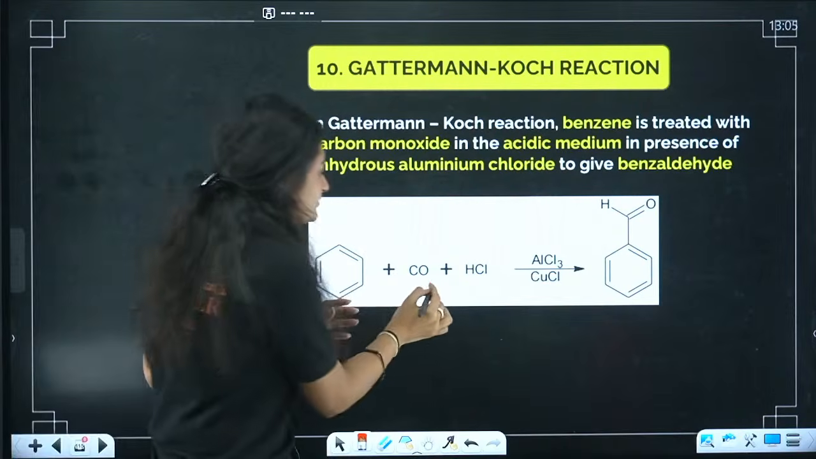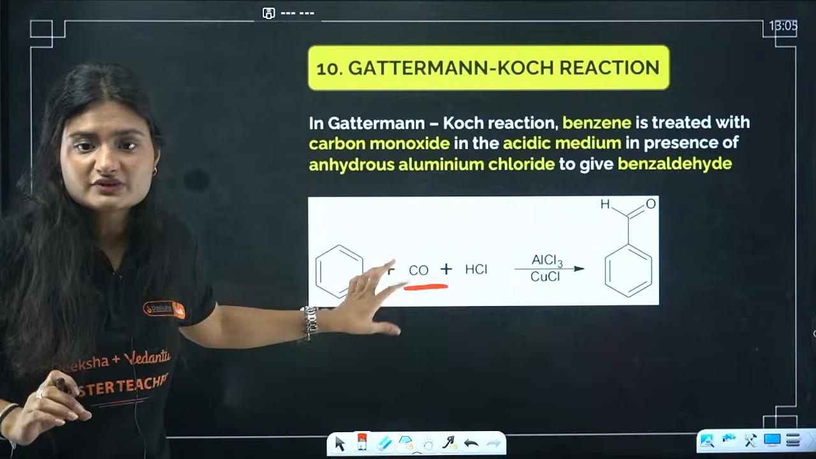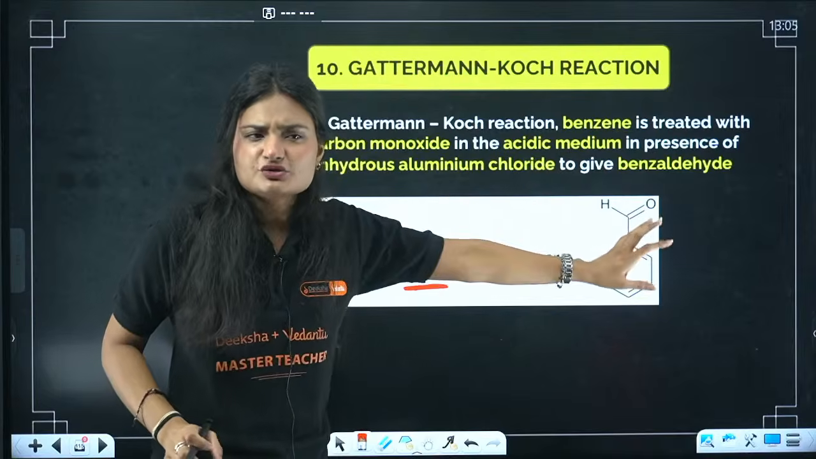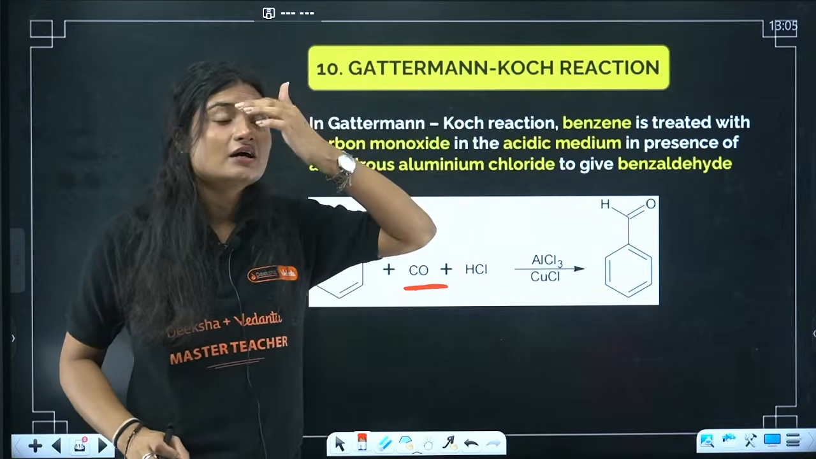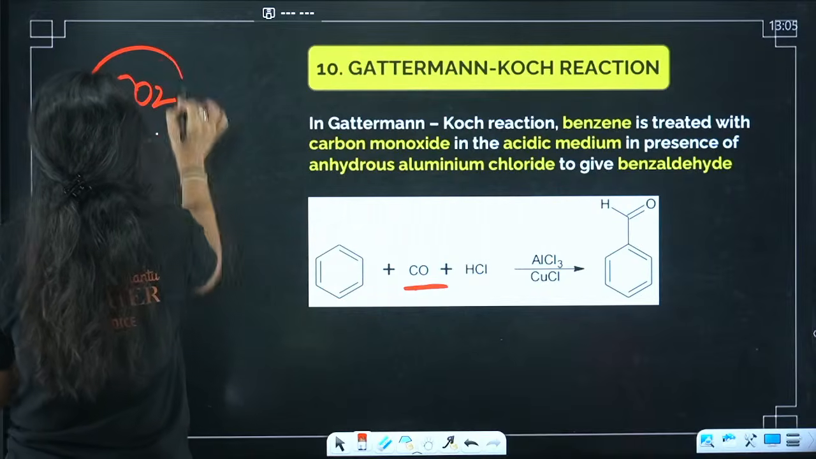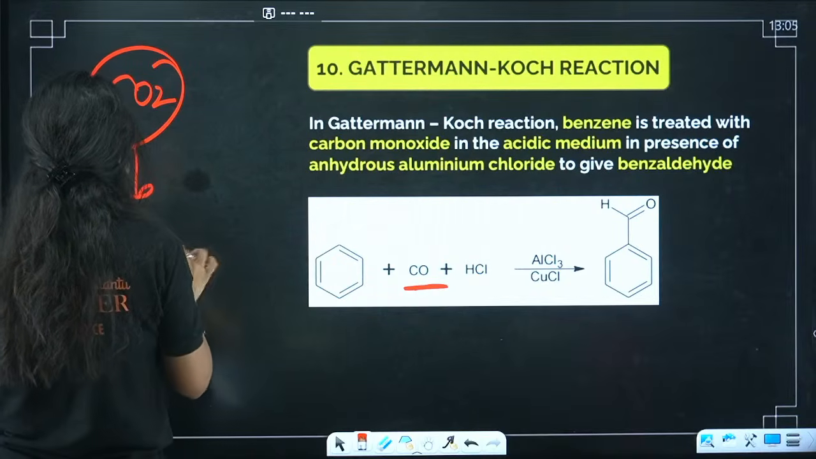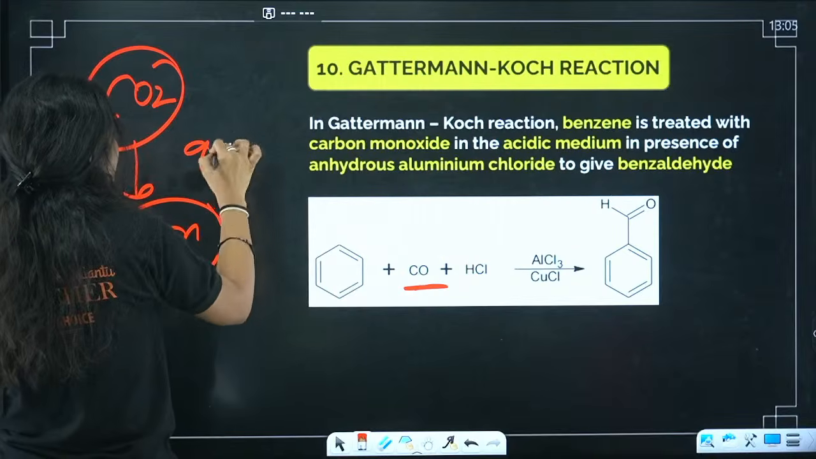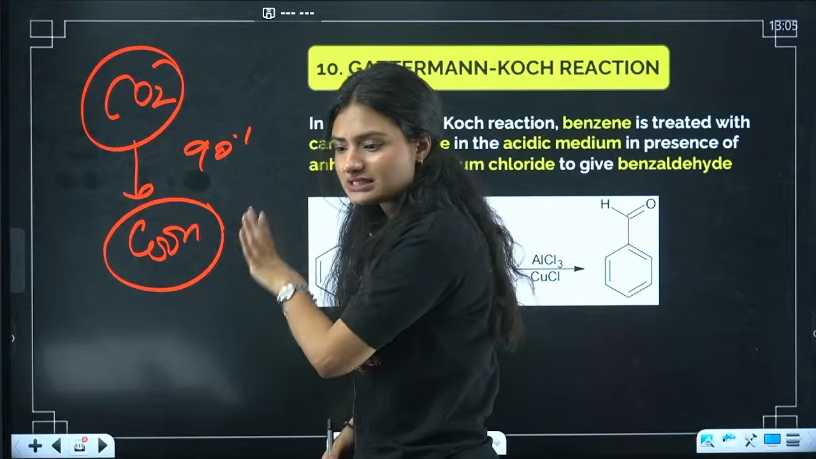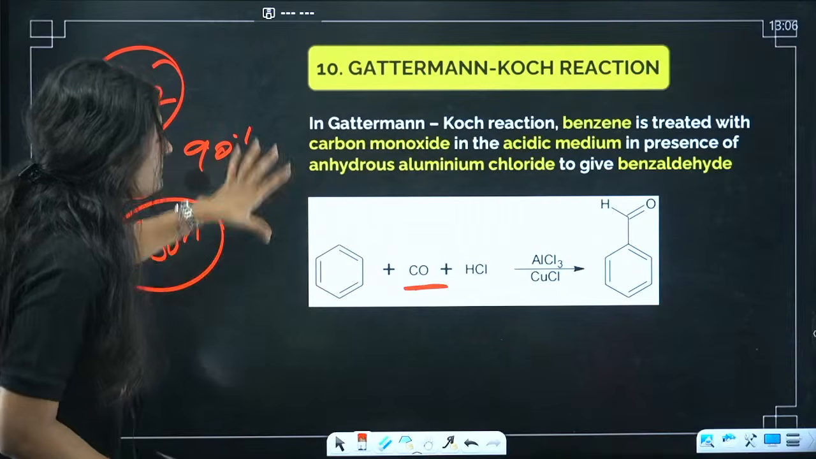Whenever you have a CO group, remember this: CO mostly converts into carbonyl compounds, so you get aldehydes or ketones. But if you have CO2, then directly you will get carboxylic acid. 90% of the time, if you have CO2 in the reagent, it will get converted into carboxylic acid. Remember that.